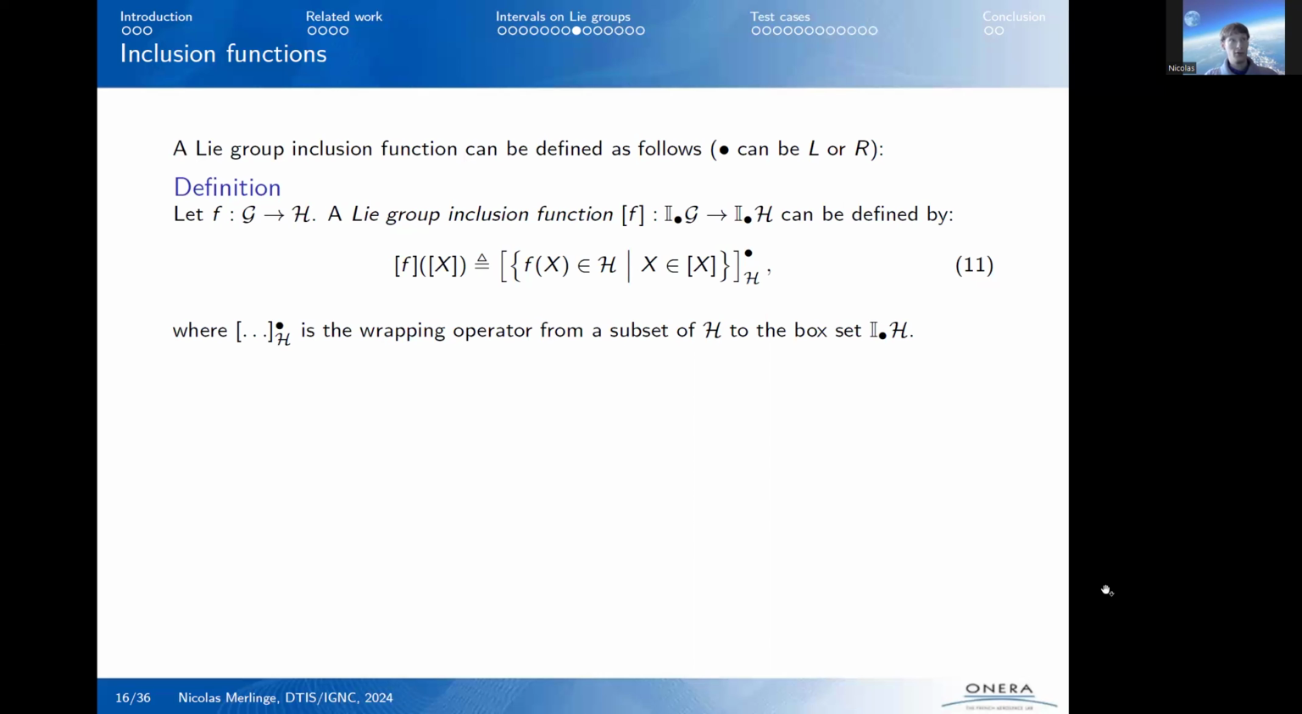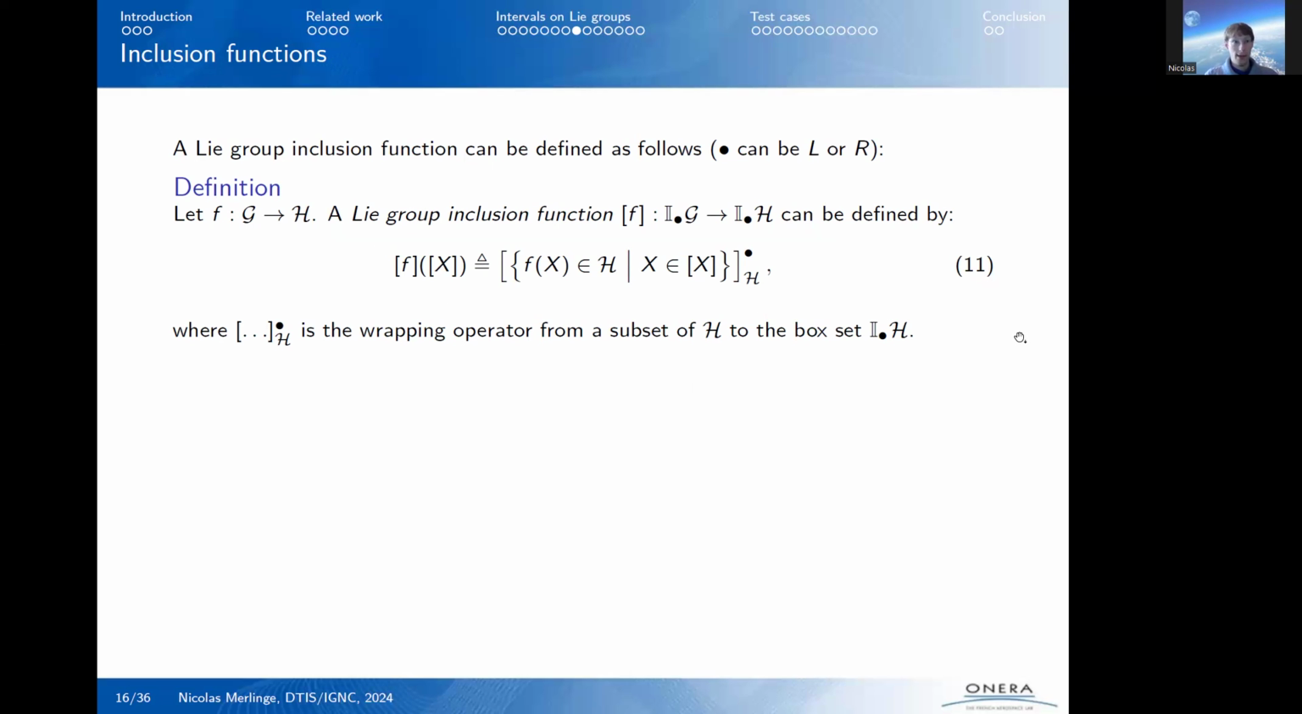Another key concept in interval analysis is the inclusion function concept. So we need that to perform set inversion, for example. Given a function f from one set to another, the inclusion function inputs a box x and outputs an interval L of all the outputs of f of x. So it is well known in classic interval analysis in the Euclidean space. I can define some inclusion function in groups if I want. So it's a box L in the group of all the outputs of the function inputting a Lie group box X. So I can define it, but it's not very convenient to manipulate.